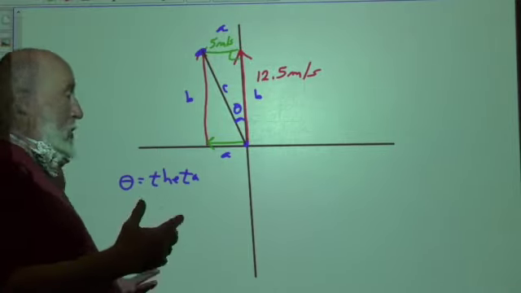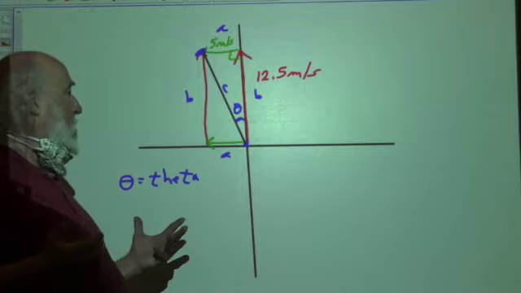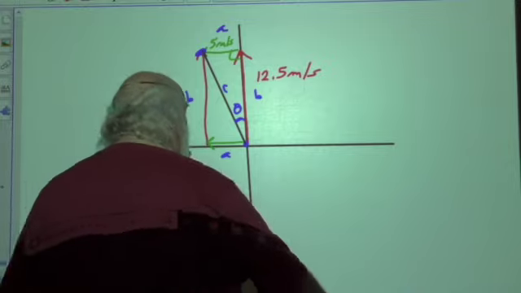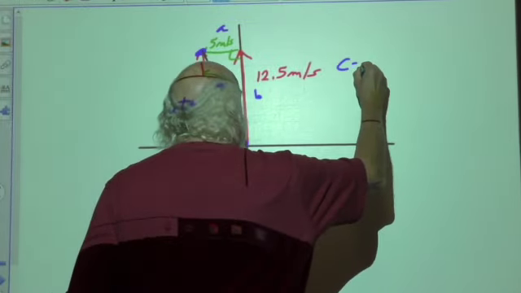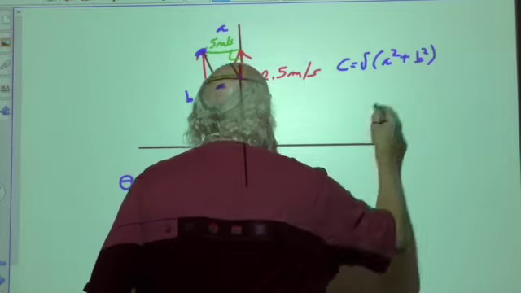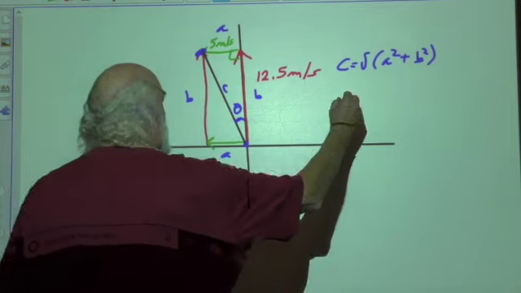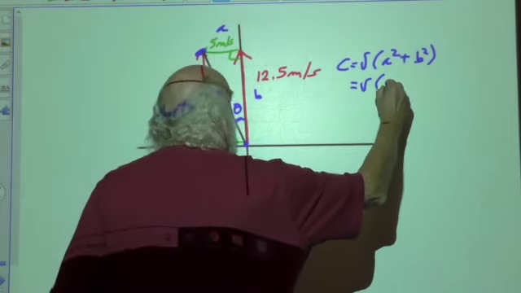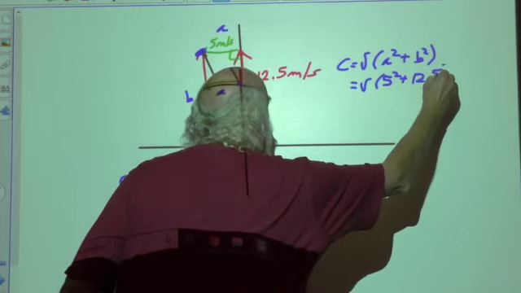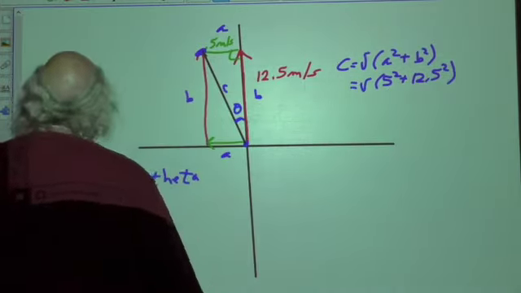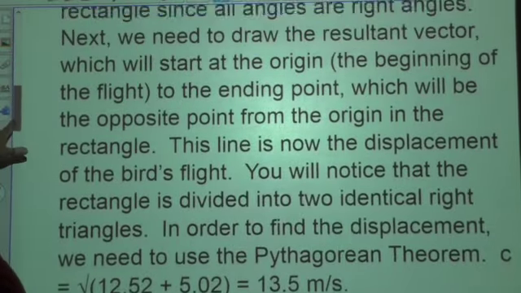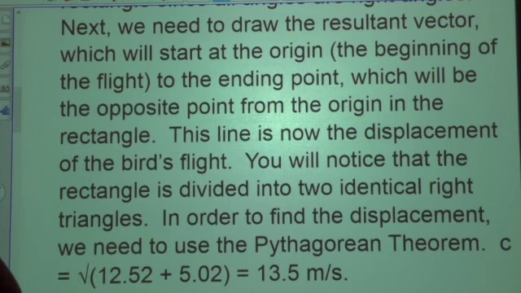So this is pretty easy to solve, because I'm going to use the Pythagorean theorem to figure out what C is. And we know that C equals the square root of A squared plus B squared. So this is going to be equal to the square root of 5 squared plus 12.5 squared. And if you type that into your calculator, which I've already done here, I get 13.5 meters per second.